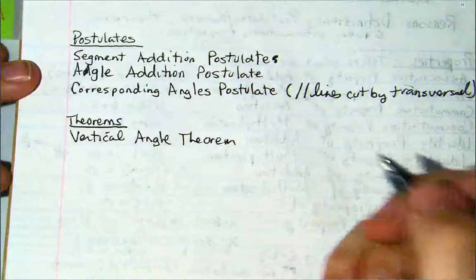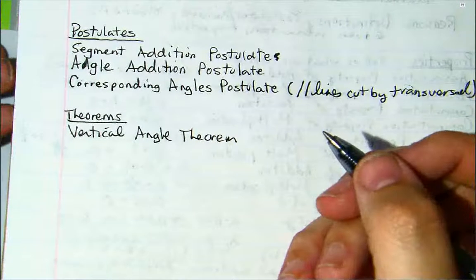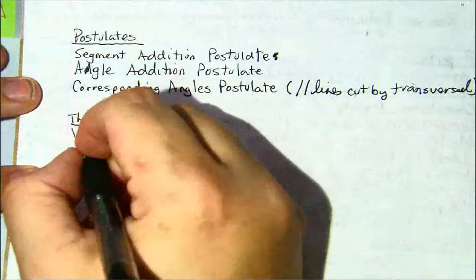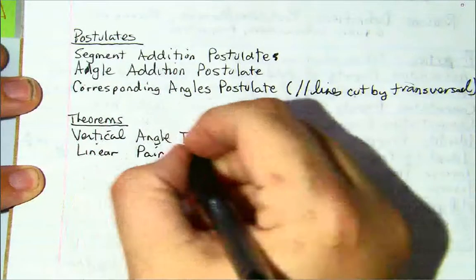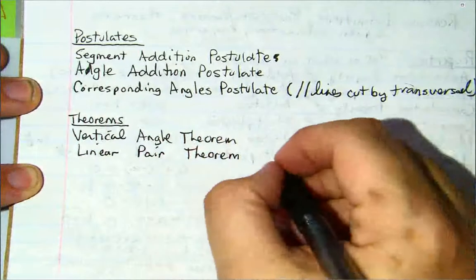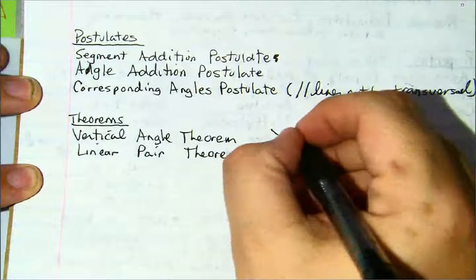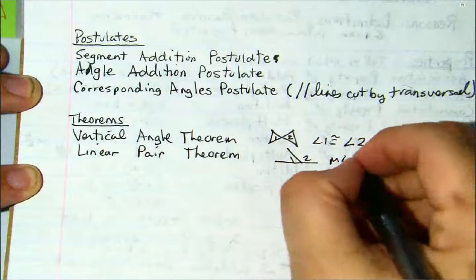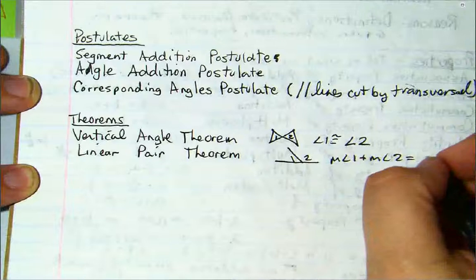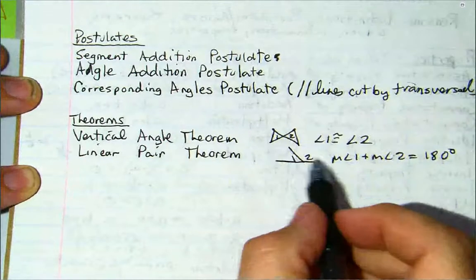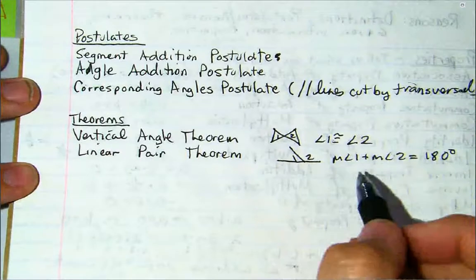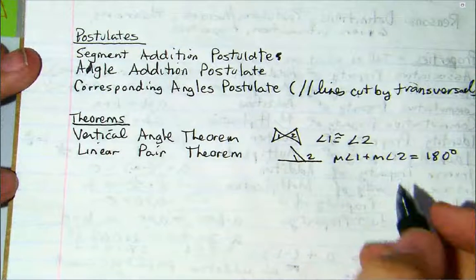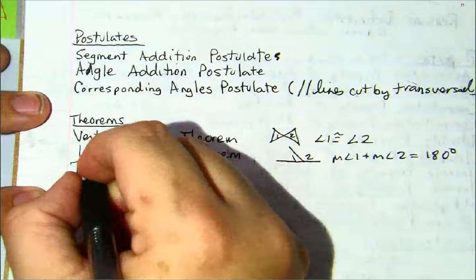The vertical angle theorem. This is going to be big with triangles because we get bow tie problems a lot. So when we deal with bow ties, we're going to be dealing with the vertical angles. The linear pair theorem: we're going to be dealing with that a lot, where two angles added together that form a straight line, as long as they're adjacent, are going to be 180 degrees. We have a triangle sum theorem.